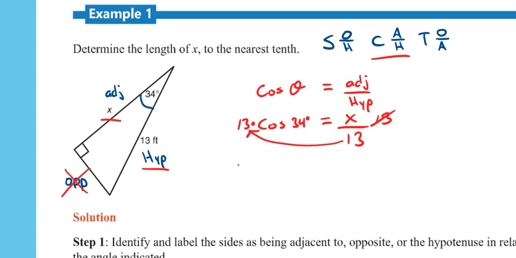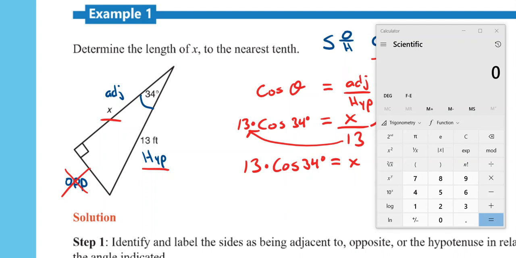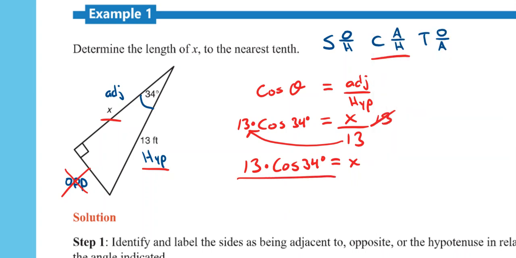So that's it. So you just need to type in 13 times cosine 34 degrees. So can everybody find those buttons on their calculator? Okay, so now typing this in. So on this one, if you have a calculator that you can just type it in just like this, that's handy.